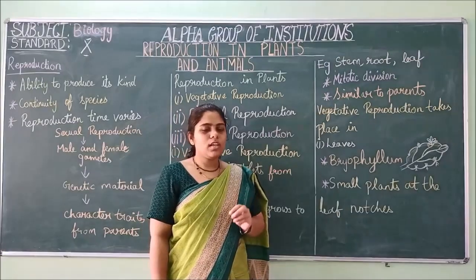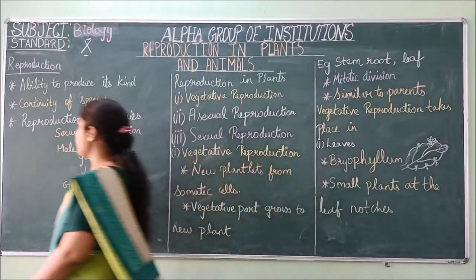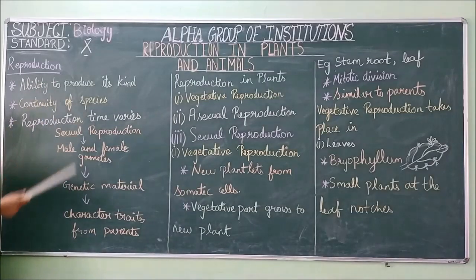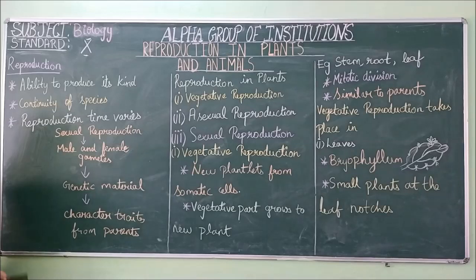Now, I am going to give a recap from the first. First, I told you what reproduction is, the ability to reproduce. When an organism has the ability to reproduce, to produce its own kind, then it is called reproduction. It helps in the continuity of species, for a species to live in existence. This reproduction helps, and the time varies from organism to organism. So, each organism has a different reproduction time.